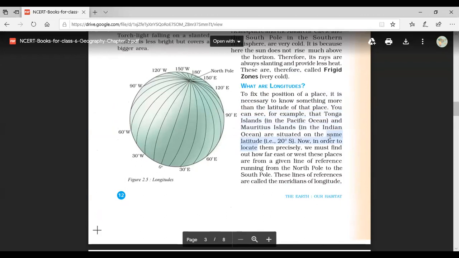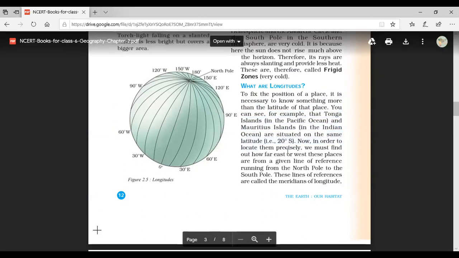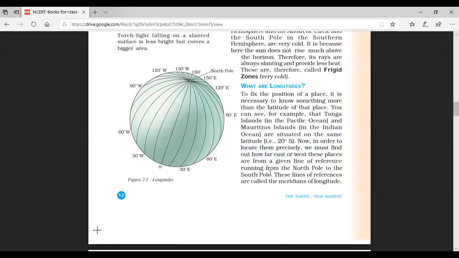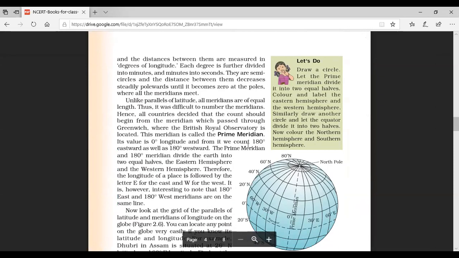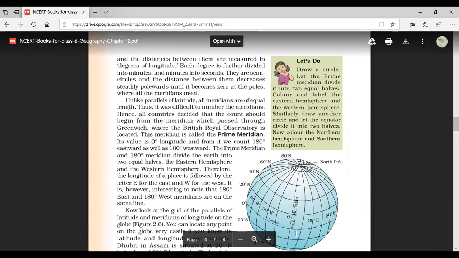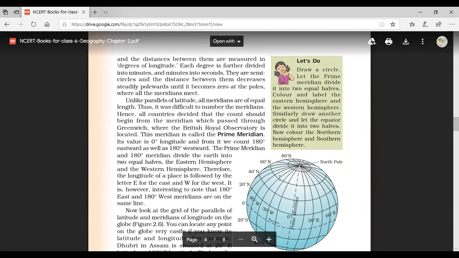That is 20° south. Now, in order to locate them precisely, we must find out how far east or west these places are from a given line or a reference. Now, these longitudes, as you could see, are not of a fixed shape. At the center you have the longest longitude, but if you go towards the poles, the distance between them decreases. So they are shorter in length.